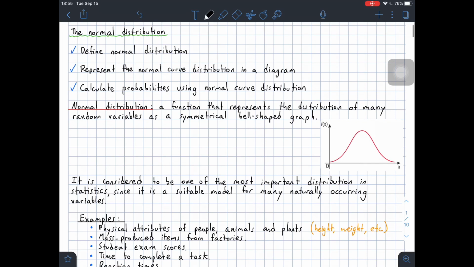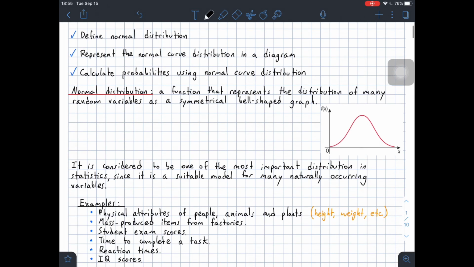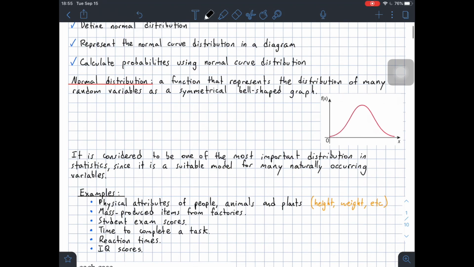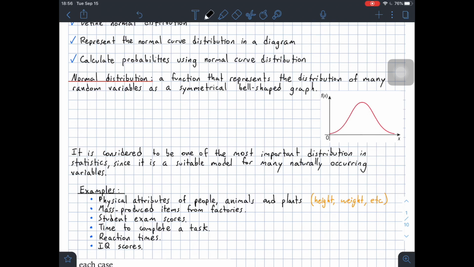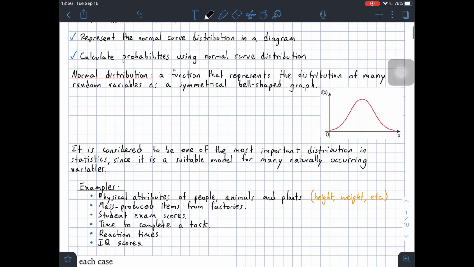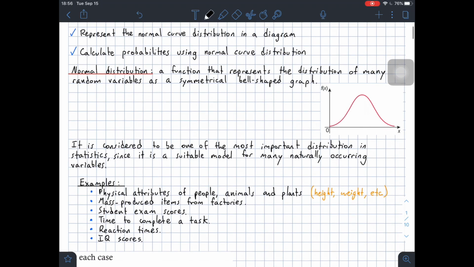Okay, so it says, the objectives for the class: number one, define a normal distribution; number two, represent the normal curve distribution in a diagram; and finally, calculate probabilities using normal curve distribution. I'm going to be showing you how to properly use a calculator to find probabilities of normal curve distribution.